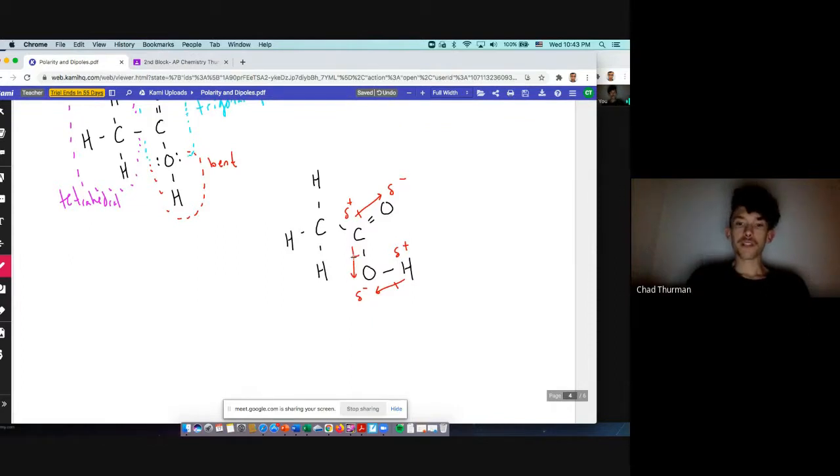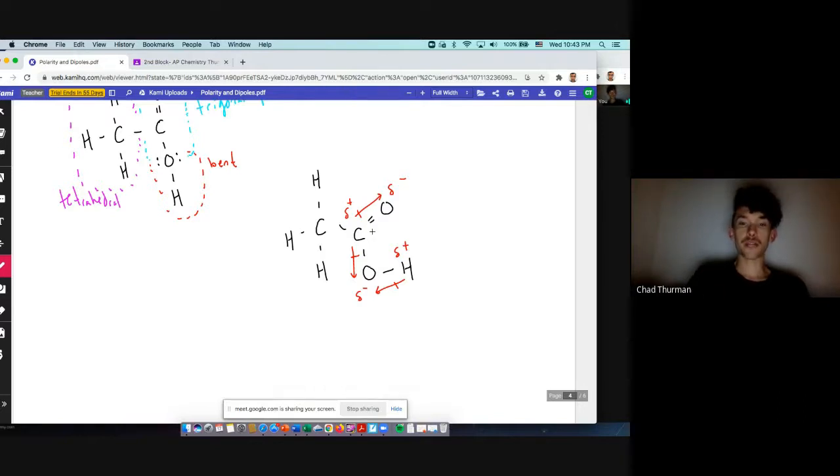People always get nervous about this. They get freaked out about where they should draw the positives. And it really doesn't matter. Like this carbon is partially positive kind of from both of the oxygens. I don't need to draw that twice. As long as you have a partial positive, partial negative for every polar area on the molecule, that is fine.